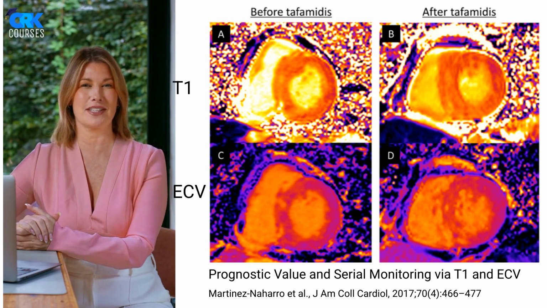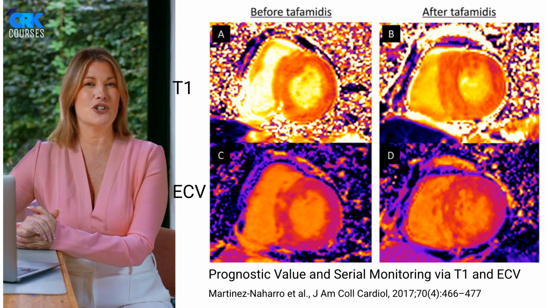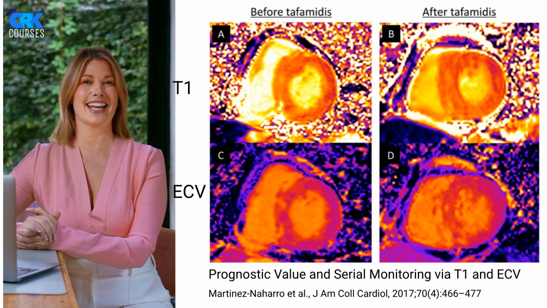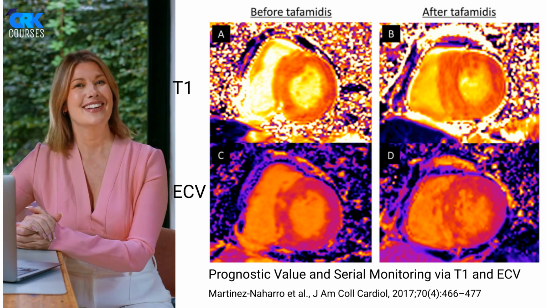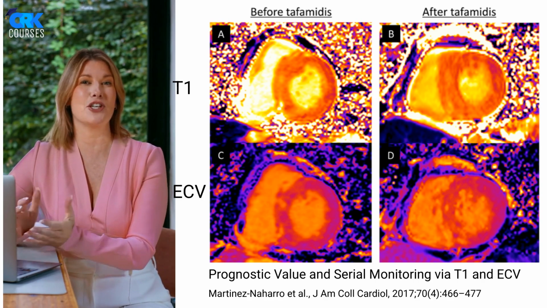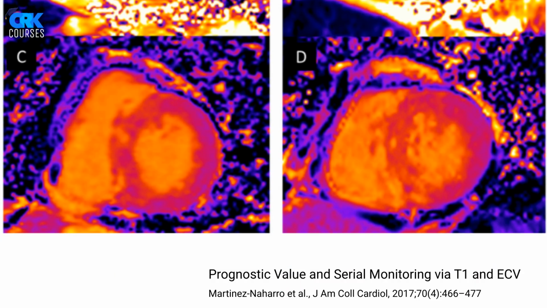What about treatment response? T1 and ECV can be tracked over time to assess therapeutic effect. The on-screen figure shows native T1 and extracellular volume, ECV, before and after 12 months of tafamidis treatment. 3 Tesla cardiac magnetic resonance imaging showing native T1 mapping A before and B after tafamidis. There was no obvious worsening of native T1 value, 1387 to 1356 ms. ECV C before and D after tafamidis also showed no significant worsening, 42.0 to 40.4%.